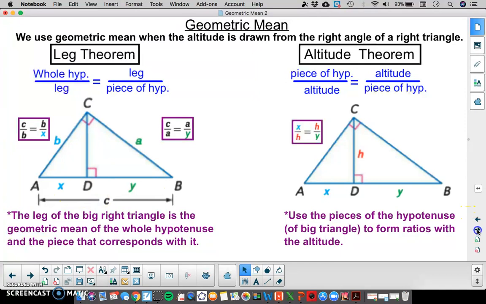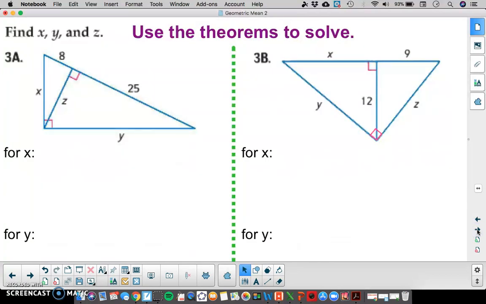So let's look at a couple of examples. We've actually done these examples in class. So we had this example and this example where we had to draw out the three triangles and then use similarity. Now what we're going to do is use the theorems. So for x, notice that x is a leg. We have the pieces of the hypotenuse. So we're going to be using the leg theorem.